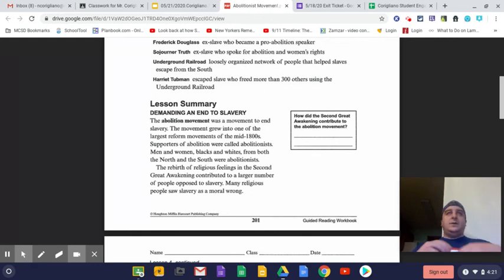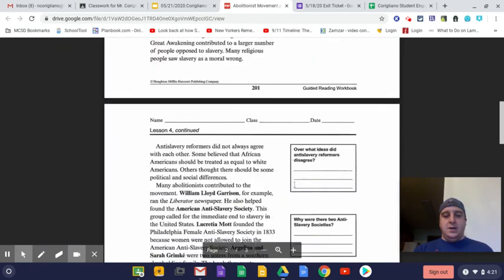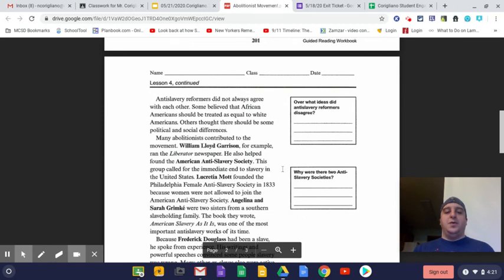So because of those religious teachings, people began to see slavery as a moral wrong, so they created the abolition movement to fight slavery and to really fight that system and end that system in the South. Okay? Now, even though you have a stated goal of ending slavery, many anti-slavery reformers are going to have a different opinion of what happens after slavery ends.